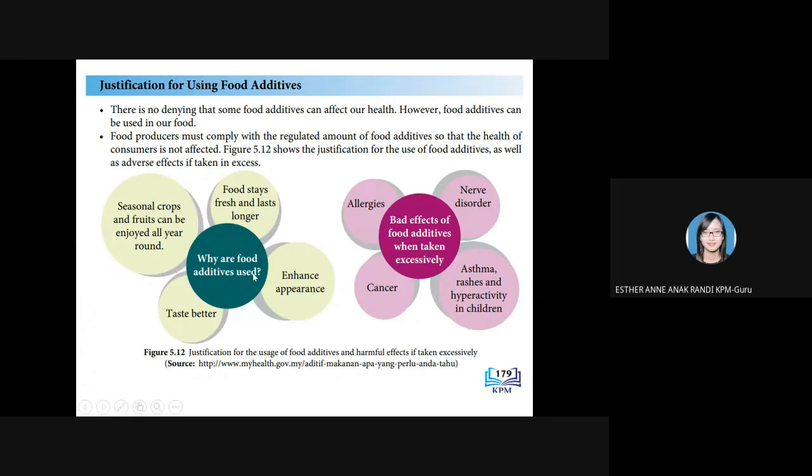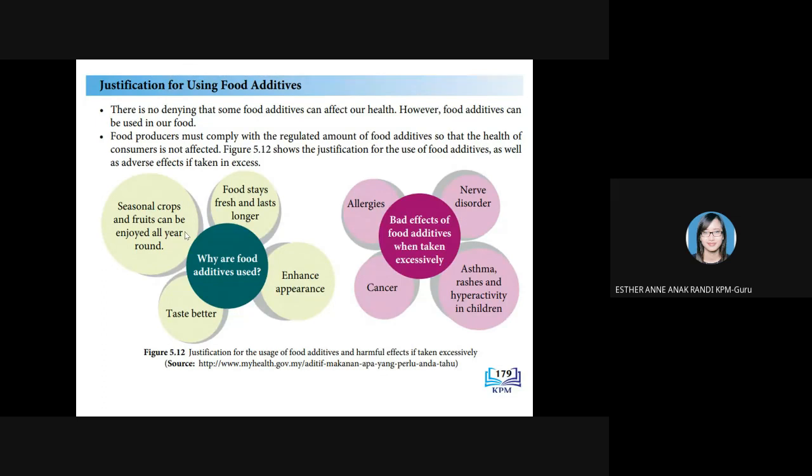So why do we use them? First is in order for the fruit to stay fresh and last longer. To enhance their appearance, make sure they are looking more attractive with better color, better taste. To make sure they taste better, and to ensure seasonal crops and fruits can be enjoyed all year round. So these are for fruits yang bermusim lah. Contohnya durian. So we put this preservative to make ice cream durian to make sure we can have ice cream durian whole year round. Contohnya. So this is one of the reason why we use food additives.